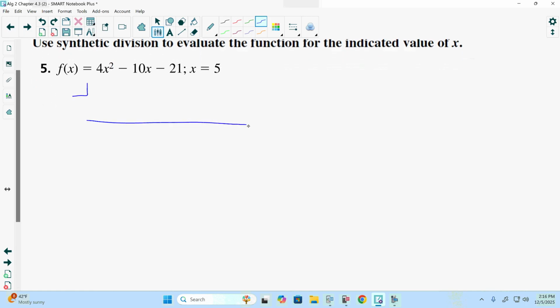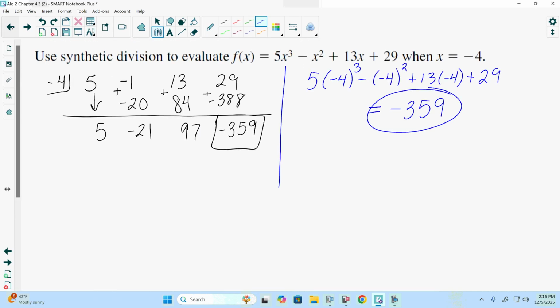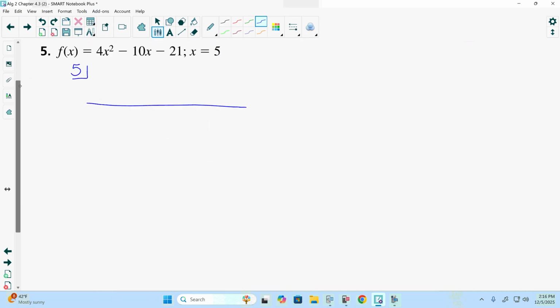if I want to evaluate this function when x is equal to 5, with synthetic division, we'll set it up. We'll put 5 in the cubby. We'll put the numbers across the top as 4, negative 10, negative 21. And we'll drop the first number. We're going to multiply 5 times 4, which is 20.